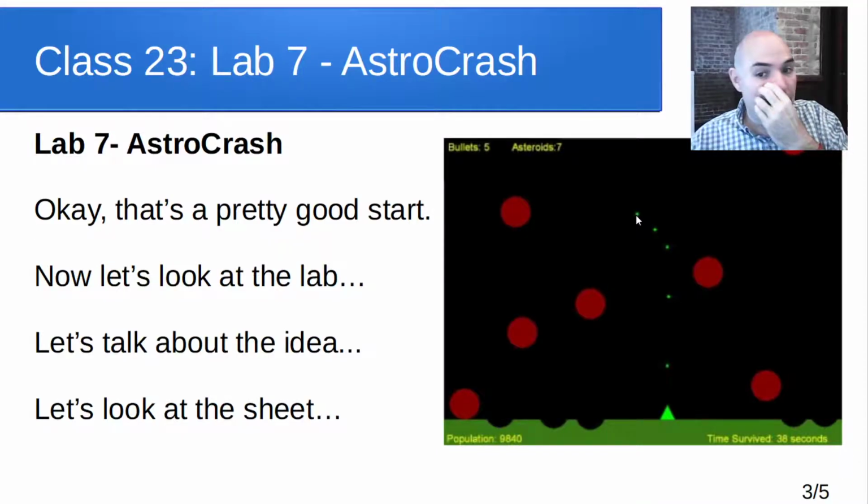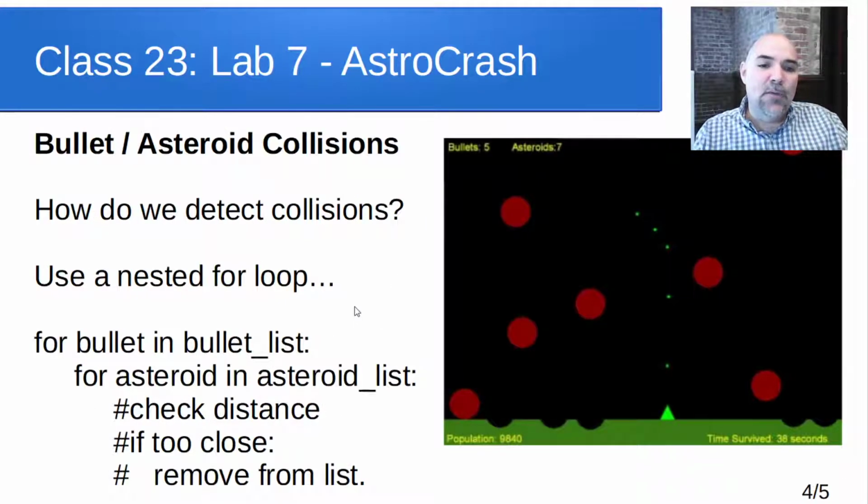We're going to use that distance formula from the center of an asteroid to the center of a bullet. And if it's smaller than or equal to the sum of the two radii, the bullet size and the asteroid size, then we know that they're colliding. And then we need to remove them from the list. Now, how do we get them to be removed from the list? How do we detect the collisions? Distance formula. How do we check all of them against every other one?